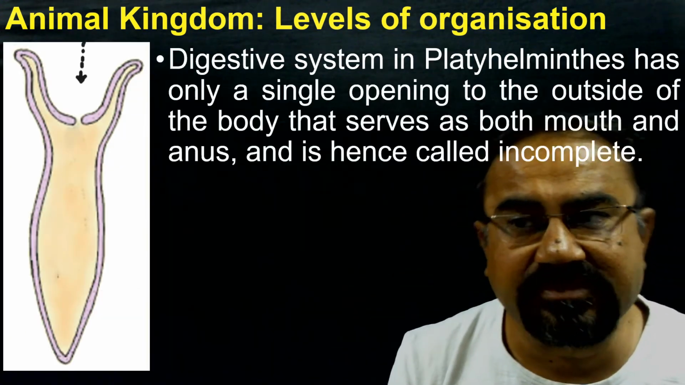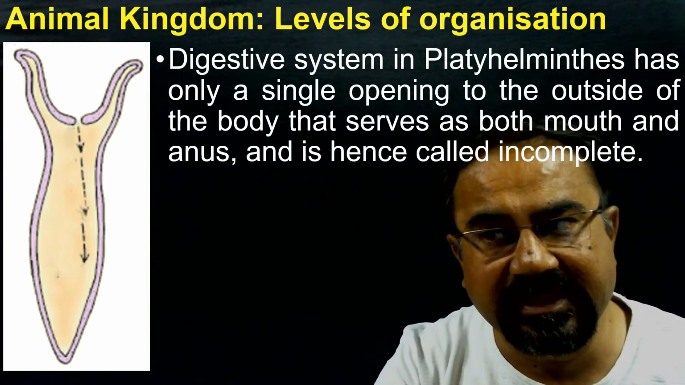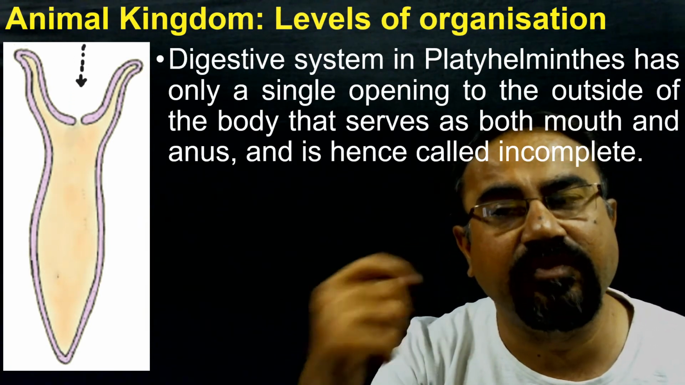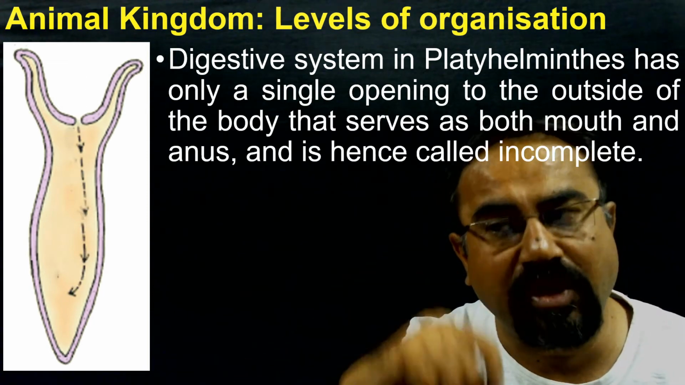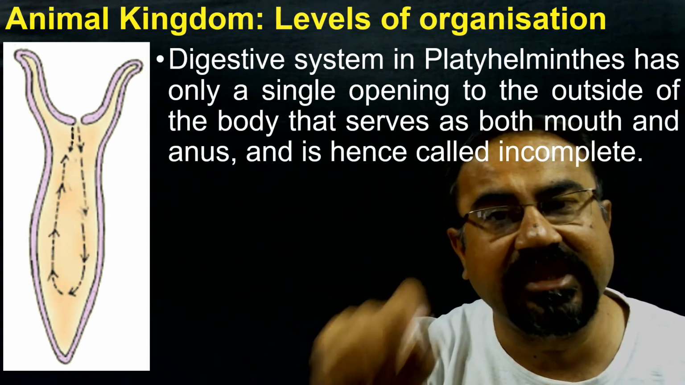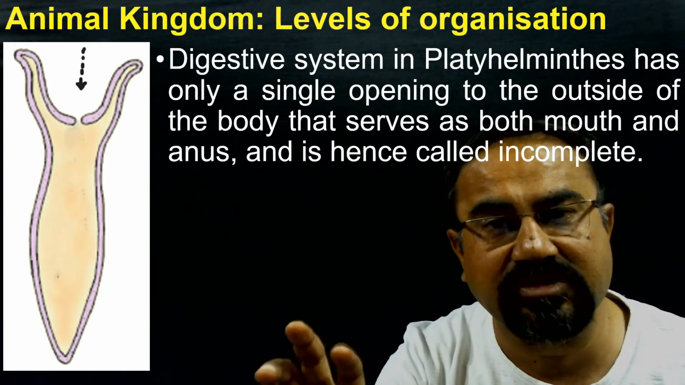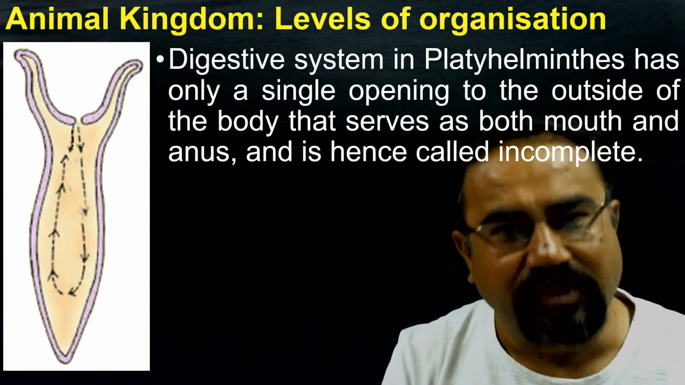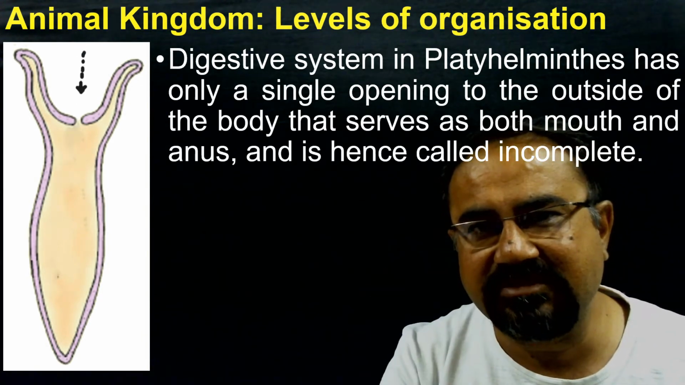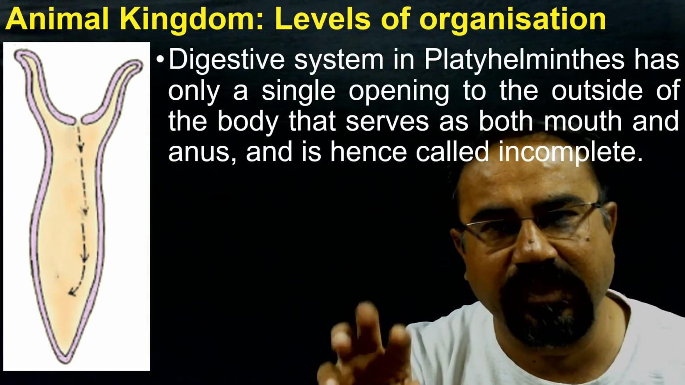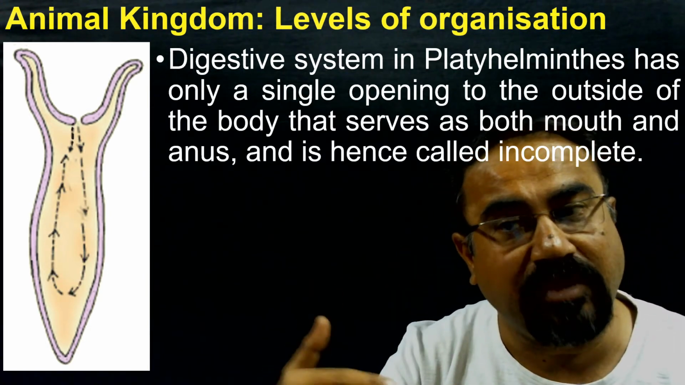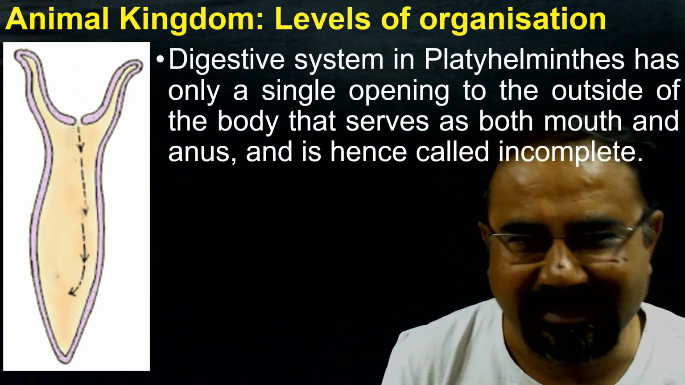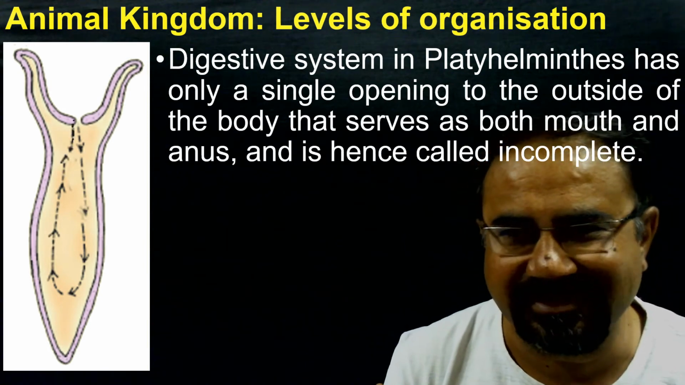जैसे कि डाइजेस्टिव सिस्टम की डिफरेंस देखते हैं तो प्लेटीहेल्मिन्थ में there is a single opening to the outside of the body which is serving as the mouth as well as anus, and that's why the opening of that digestive system is a single one, so we are calling it an incomplete digestive system. So here this incomplete digestive system has a single pore or single opening which is acting as both mouth as well as anus. A little bit disgusting if that were happening in our case. अपने में अगर ऐसा होता तो बहुत डिस्गस्टिंग हो जाता.